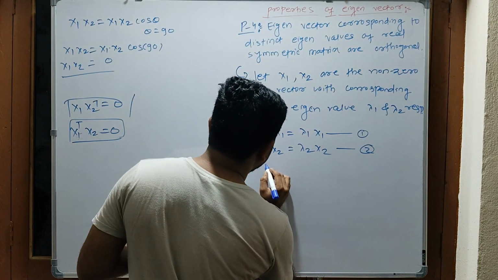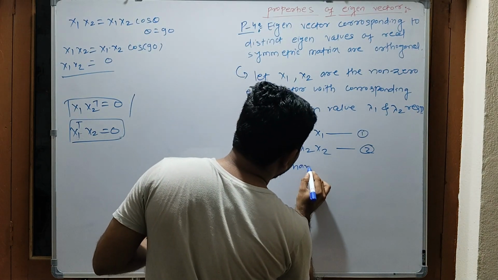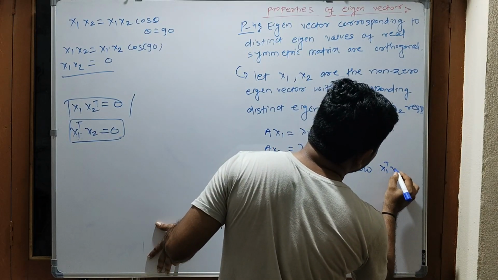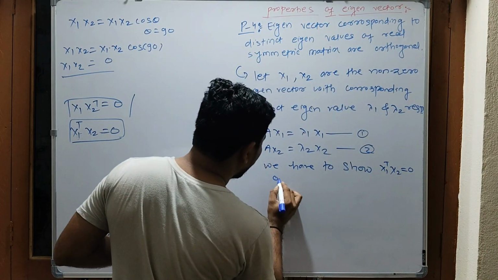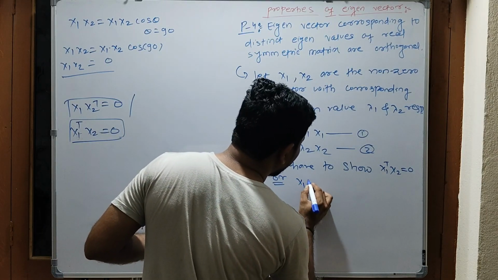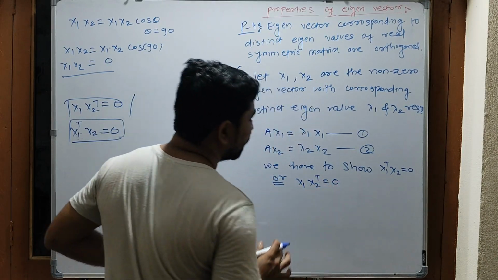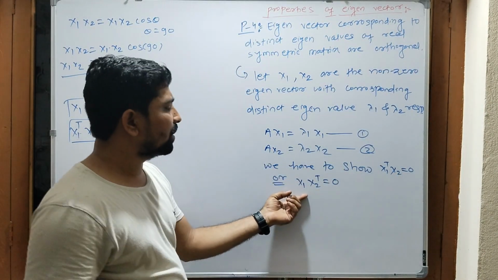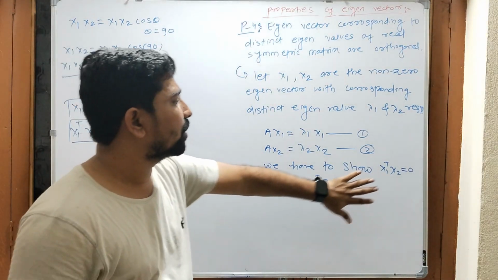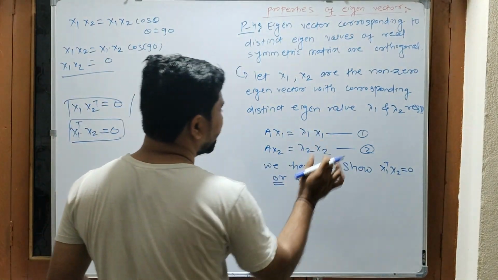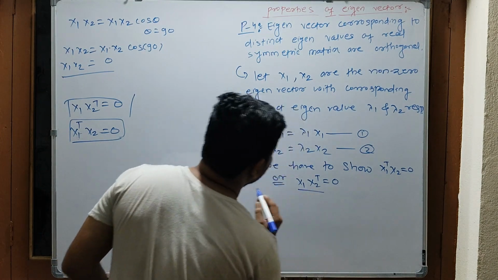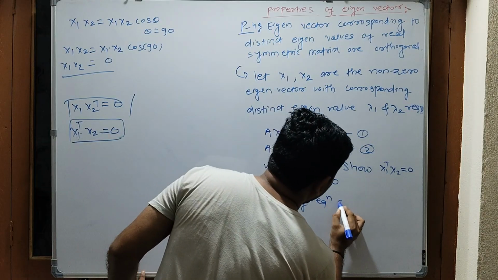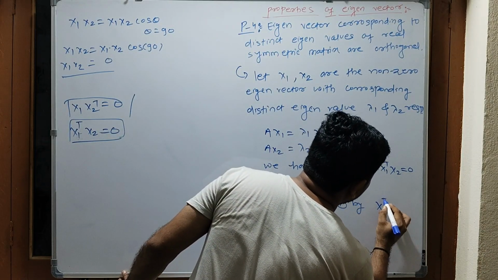So my aim is to show that x1 transpose x2 equals 0, or x1 x2 transpose equals 0. If you show either one of these, that is enough. So here I am multiplying equation 1 by x2 transpose on both sides.